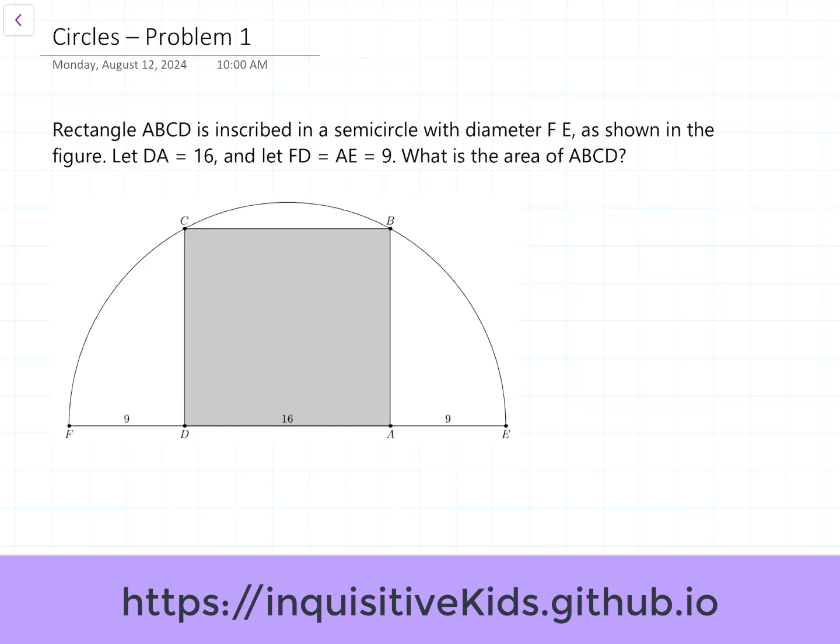Continuing our unit on geometry, we're going to be now looking at circles. Rectangle ABCD is inscribed in a semicircle with diameter FE, as shown in the figure. Let DA equal 16, and let both FD and AE equal 9. What is the area of ABCD? Pause the video to see if you can find this on your own.